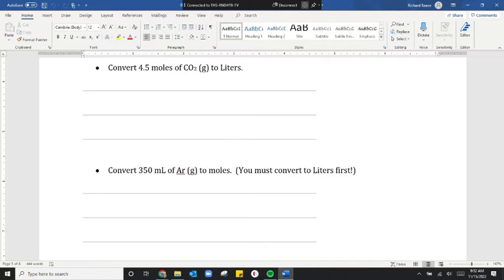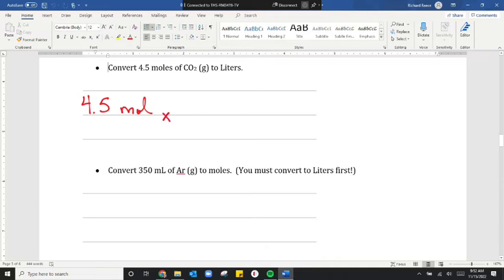First one says, convert 4.5 moles of CO2 gas to liters. When the G is in parentheses like that, it doesn't mean grams, it means gas. That's just a reminder of gas. All right, well, same idea. Write down what's given, 4.5 moles. That's 2 sig figs.